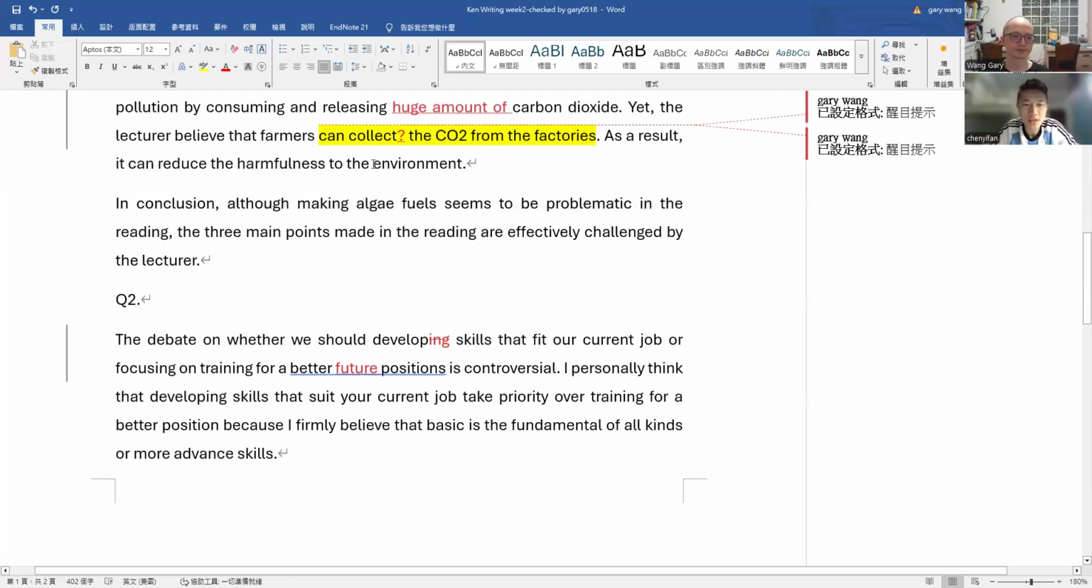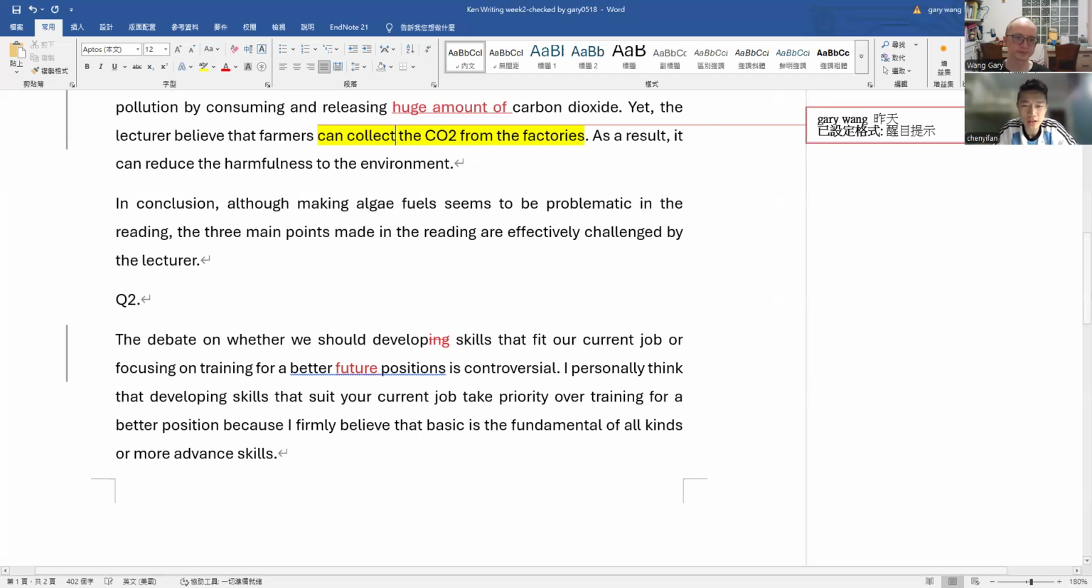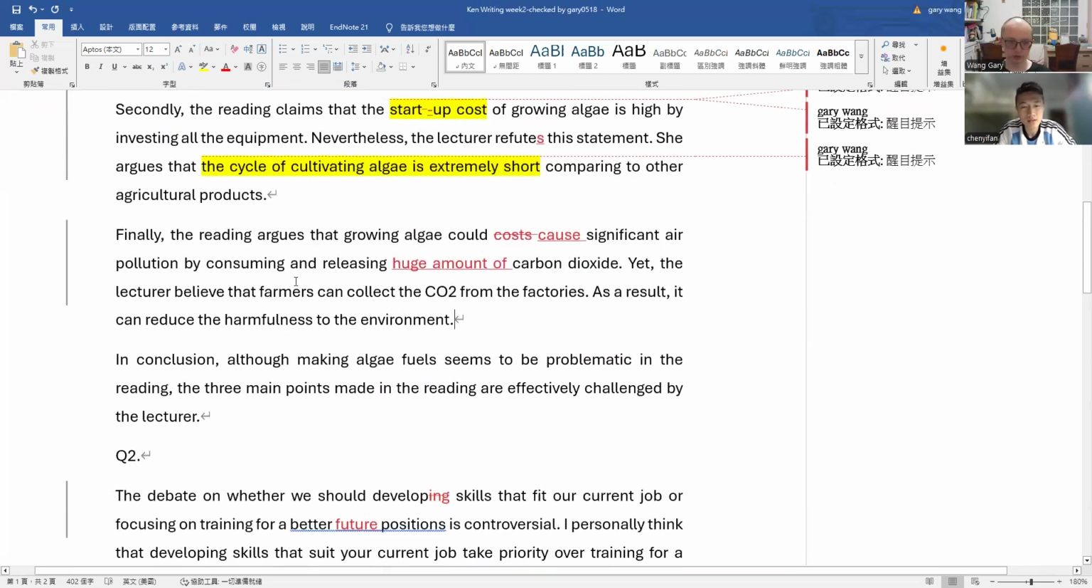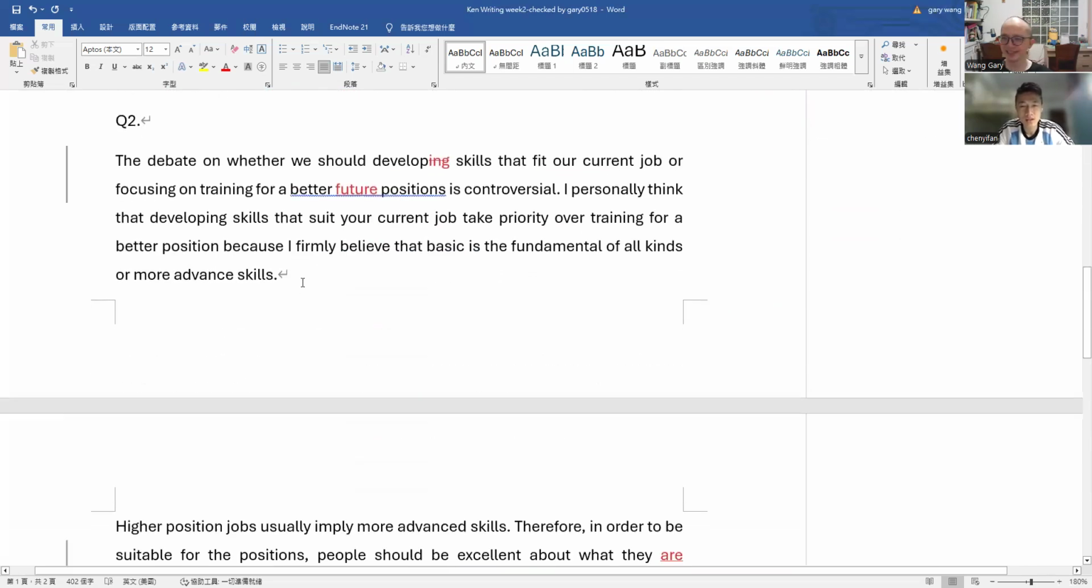In conclusion, although making algae fuels seems to be problematic in the reading, the three main points made in the reading are effectively challenged by the lecturer. That's good. As a TOEFL writing beginner, you did a good job. Okay, so question number 2.